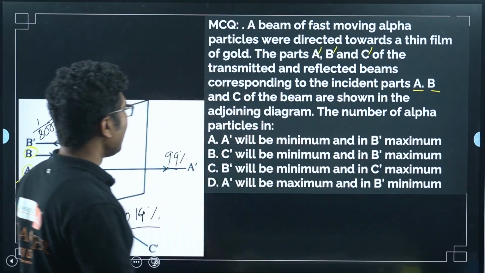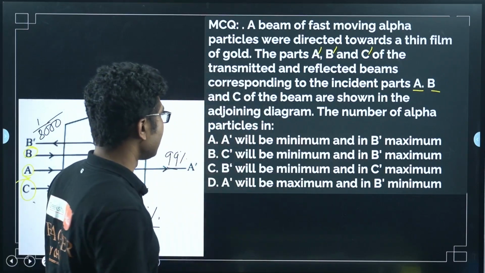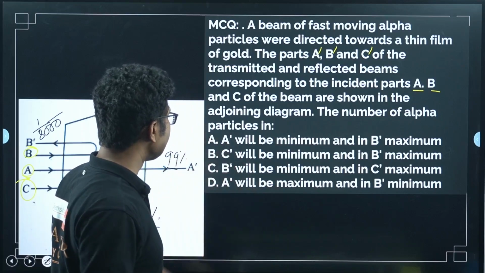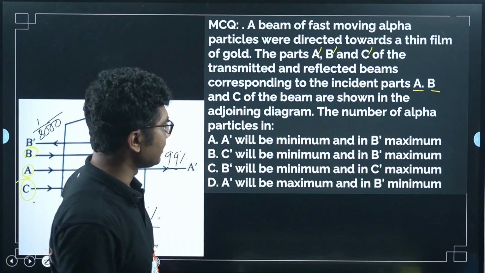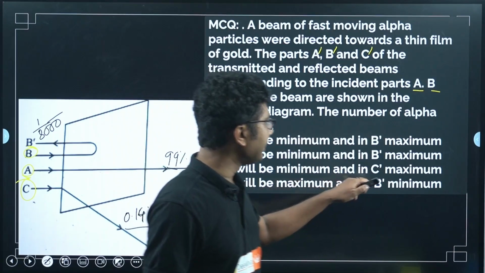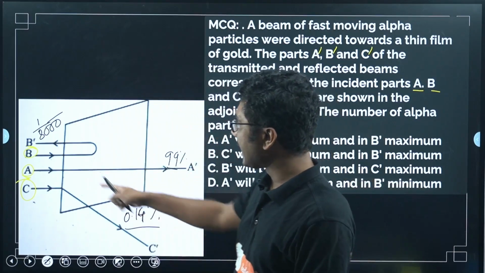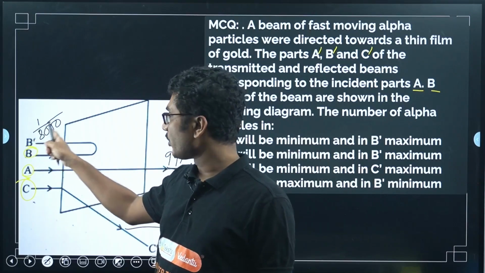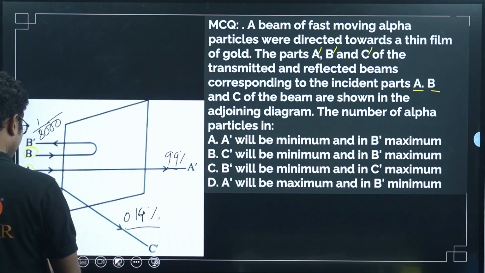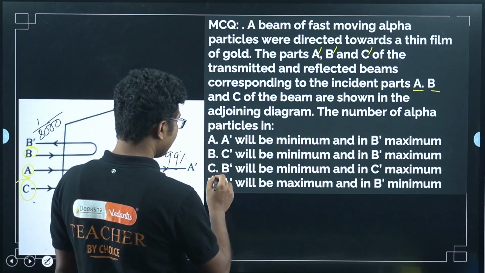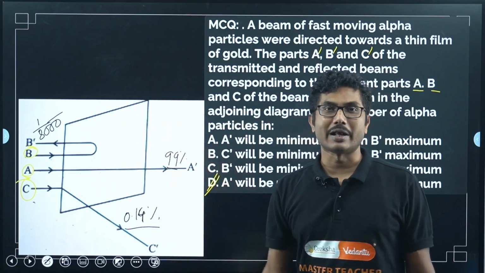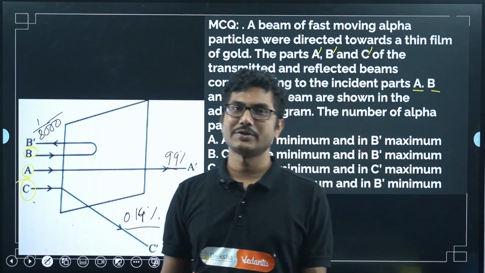Now let us check the options. A dash will be minimum, wrong. A dash is maximum, so we will see where they have mentioned A dash is maximum. In option D, they have mentioned A dash will be maximum and B dash will be minimum. So what is B dash? Yes, B dash is the second one, which should be the minimum one, right? So from the given option, we can easily write that A dash will be maximum and B dash will be minimum. You just need to analyze this diagram and answer the question accordingly.